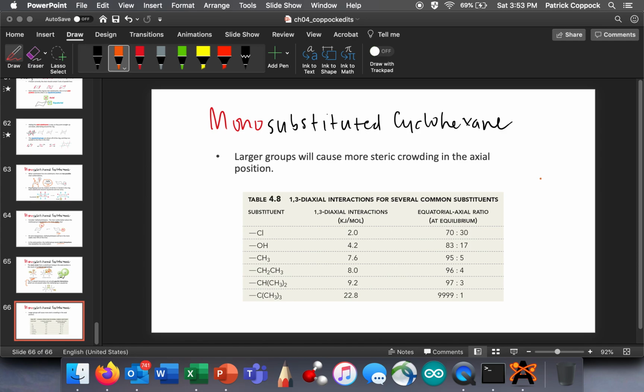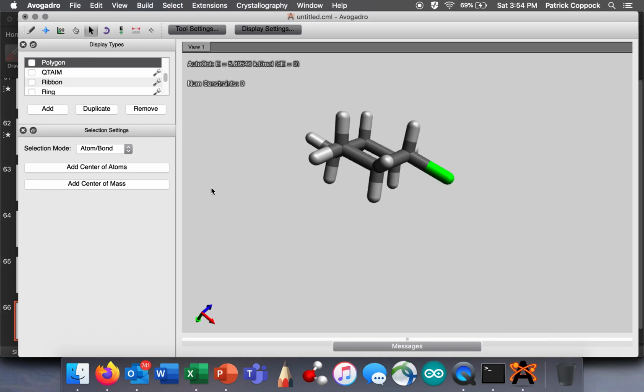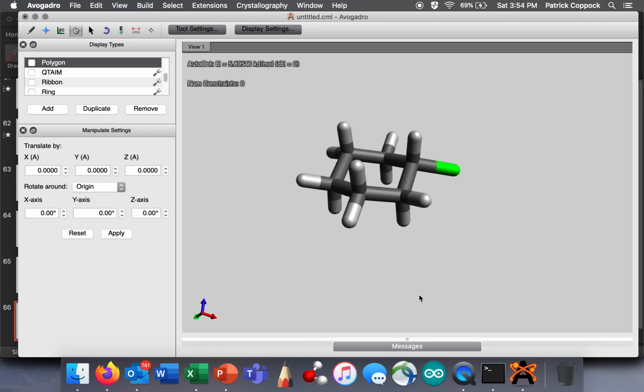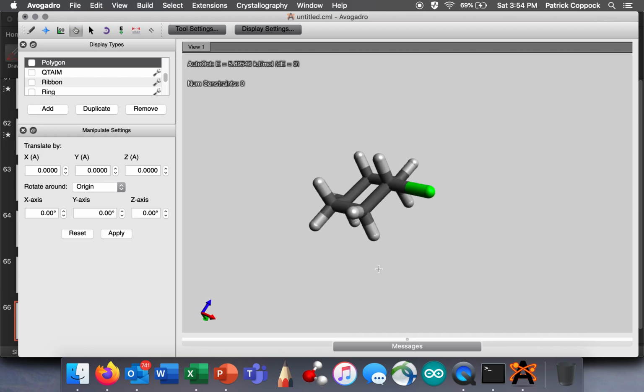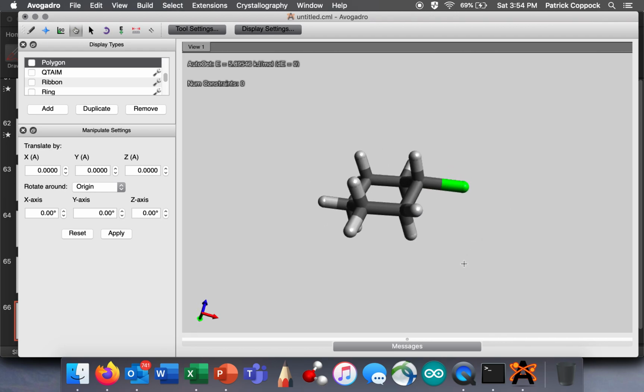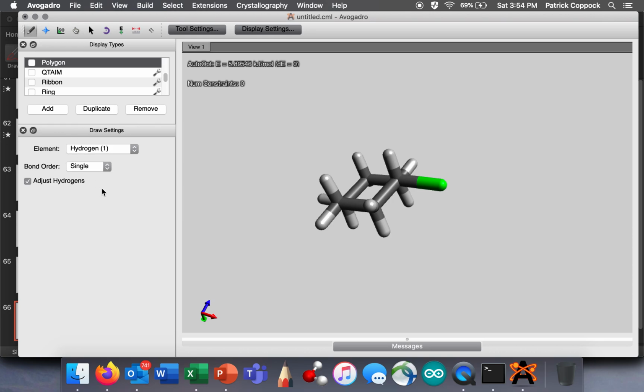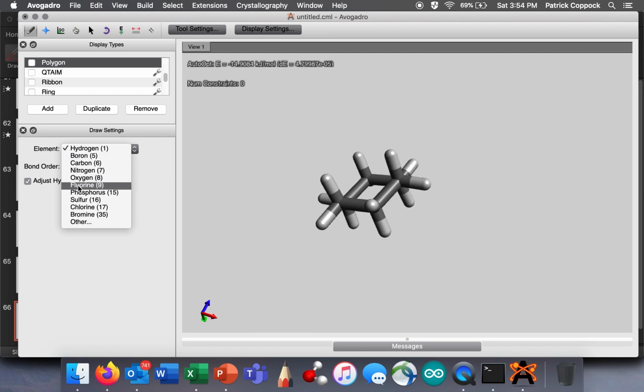All right, so let's compare different substituents. If we have chlorine, the difference between axial and equatorial is 2 kilojoules per mole, okay? So that 1,3 diaxial interaction for chlorine is 2. If we have a hydroxy, I pulled one up here, let's look at this. Can you see what I've got here? So I've got a cyclohexane, okay? That is a chlorine. I'll put a chlorine in the equatorial position. Can you see that? But let's put it into the axial position. Let's go hydrogen. Boom.